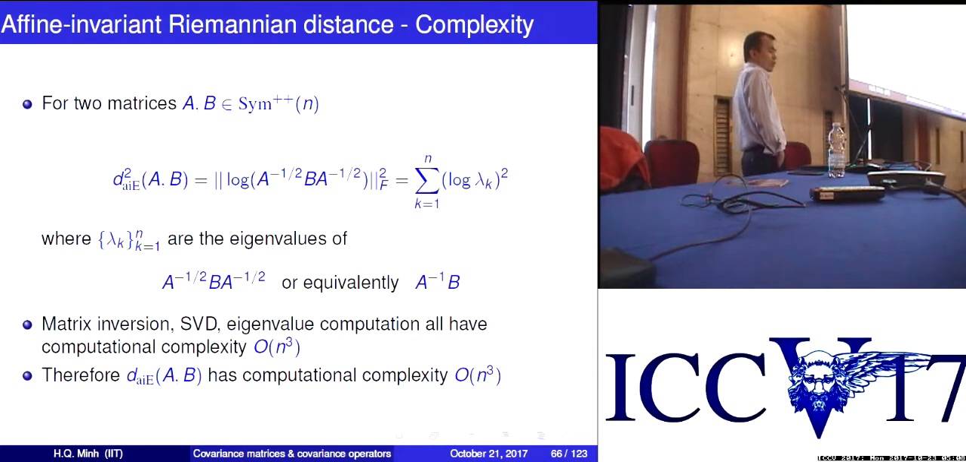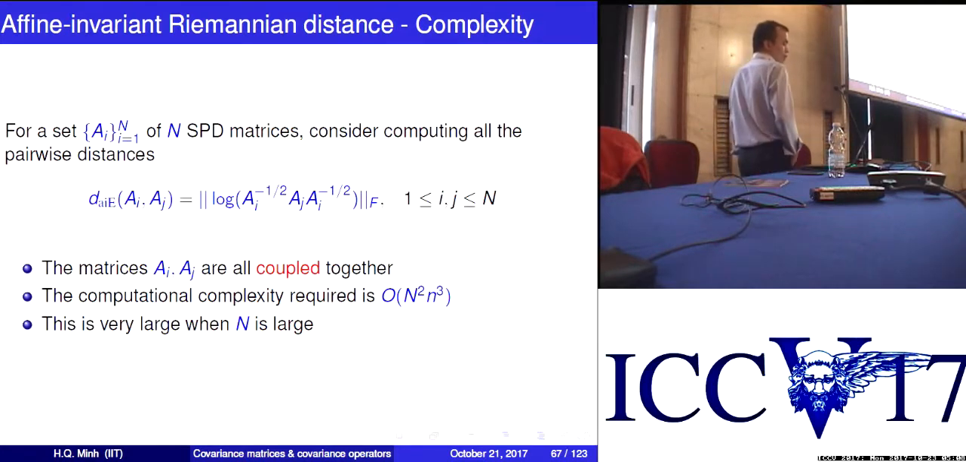So to compute this distance, we can compute the eigenvalues of A inverse half, B, A inverse half, or we can compute the eigenvalues of A inverse B. These actually have the same eigenvalues, and so we can just compute the summation of the log of lambda k squared. This requires either the matrix inversion and either the SVD or the eigenvalue computation of the matrix A inverse B. So it has time complexity O(n^3). This is not a cheap metric to compute.